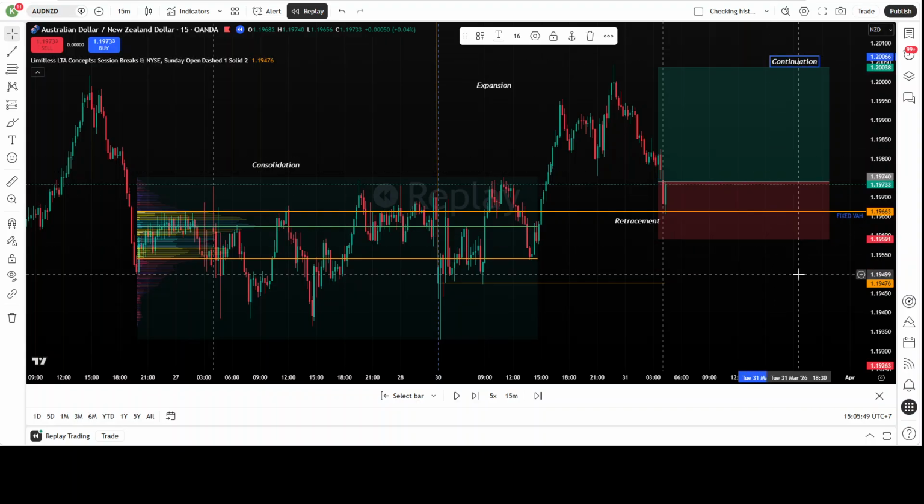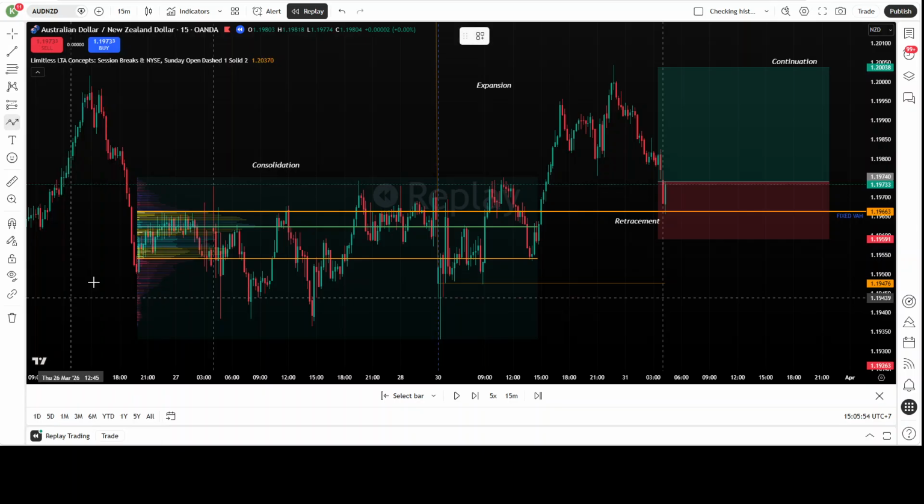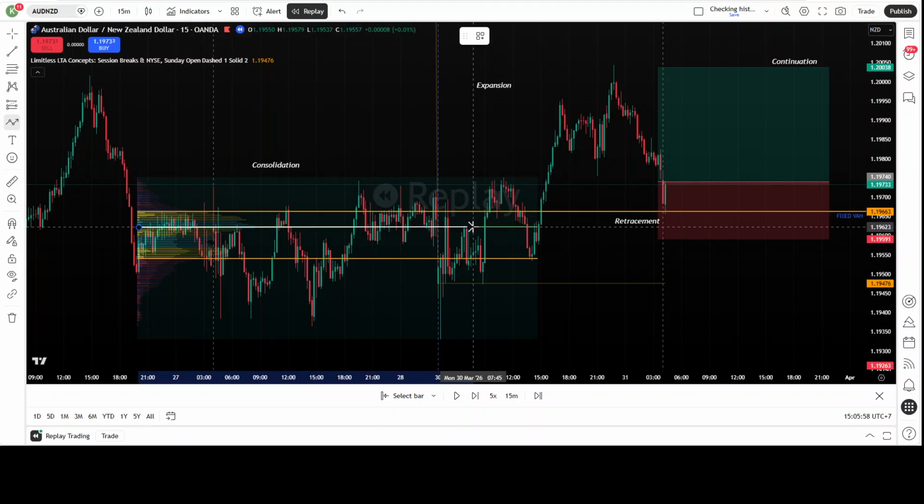Now, I'm just going to show you this here as well. In slow motion, you can see this range that I've drawn out. This is just consolidation. Price hasn't made a decision yet. We haven't been going up. We haven't been going down. Just been consolidating for about a day and a half.